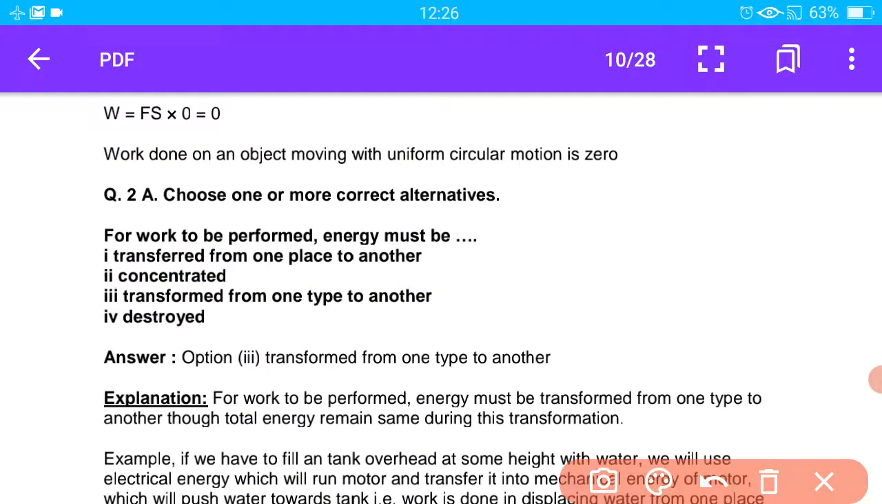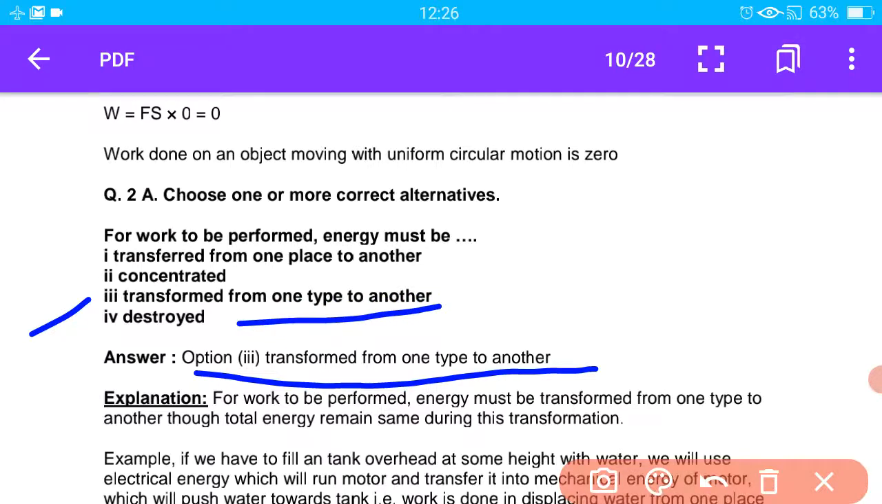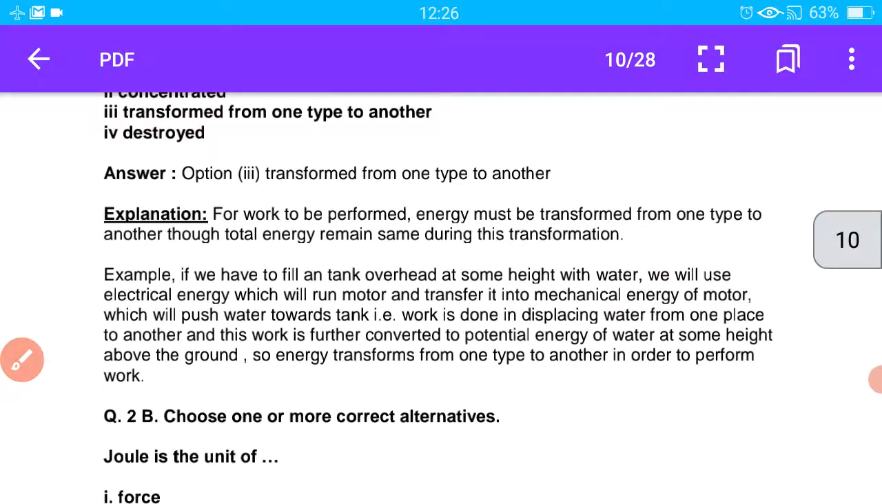Our next question. Question number 2a. Choose one or more correct alternatives. First question: For work to be performed, energy must be. Answer option 3. Now you can see. Okay. Transformed from one type to another. Explanation.